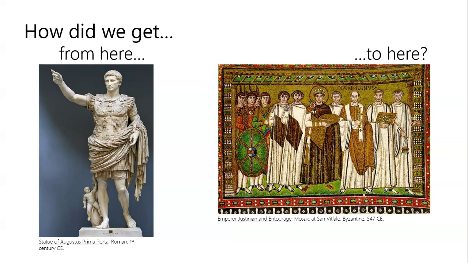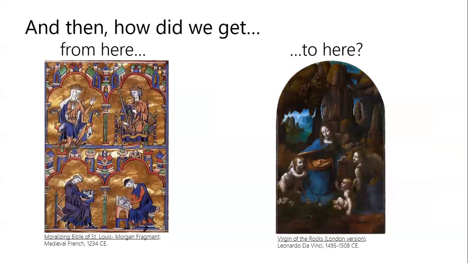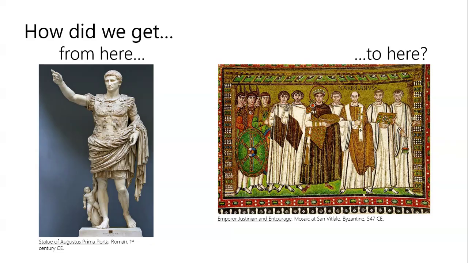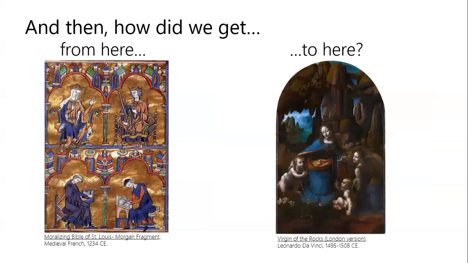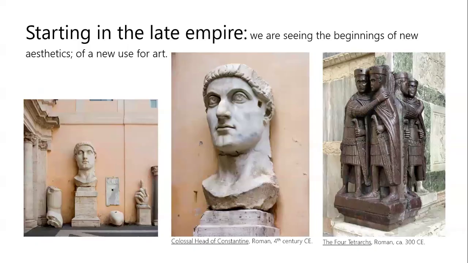So here we have from Augustus to Emperor Justinian. And it's also from about 450 years of time. And how do we get from here to here?